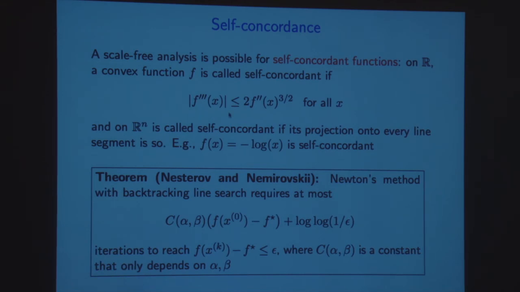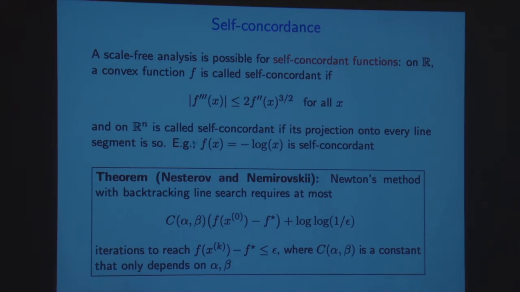So self-concordance is kind of an odd notion when you look at its definition. A function that goes from R to R is called self-concordant if the absolute value of its third derivative is bounded by 2 times its second derivative to the power of 3/2. That's the definition of a self-concordant function. This constant 2 is not important. Actually, it would work if any constant was here.